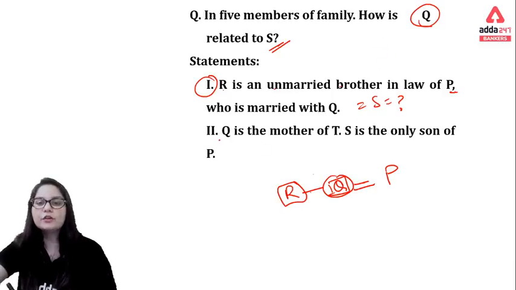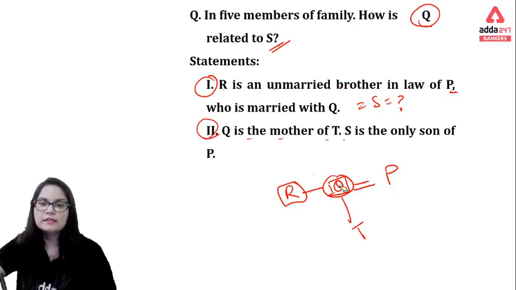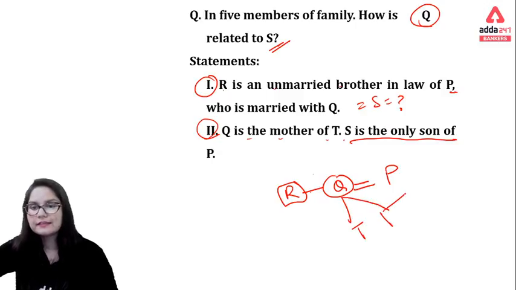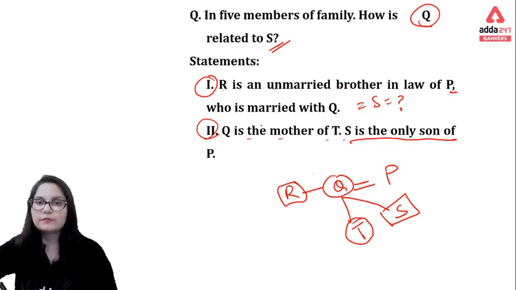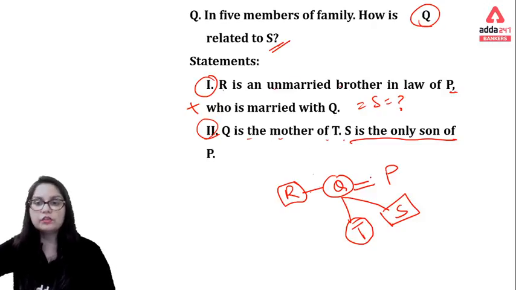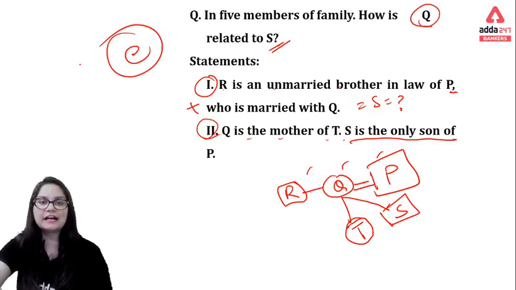Coming to the second statement, Q is the mother of T. As it is given that Q is the mother of T, it is clear that Q is a female person of the family. Okay, fine. S is the only son of P, so T is a daughter. We are able to identify the relationship of Q with S by merging, because we have only 5 persons in the family: 1, 2, 3, 4 and 5. So we go with option E again as the right answer.